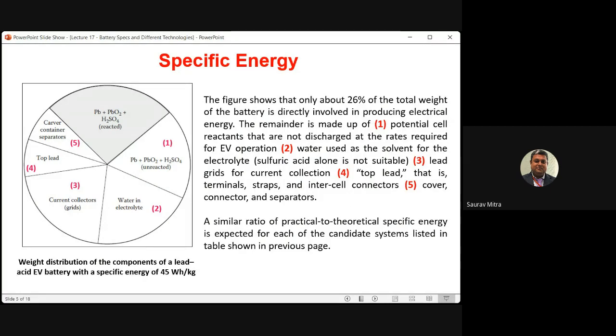You can see here whatever is the total weight. I told you that specific energy is directly a function of the weight of the battery. You can find here a round kind of thing, a pie chart. The figure shows that about 26% of the total weight of the battery is directly involved in producing the electrical energy. Which are the 26% that we are going to see? The remainder is made up of... So here, this part at the top, I think you have to follow whatever the cursor is showing. So this is Pb plus PbO2 plus H2SO4.